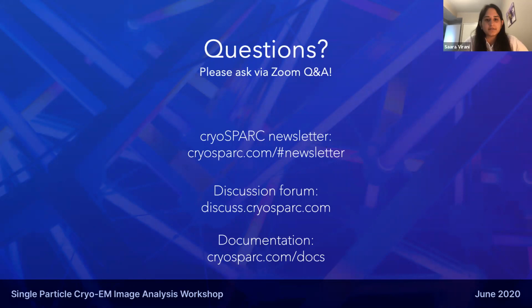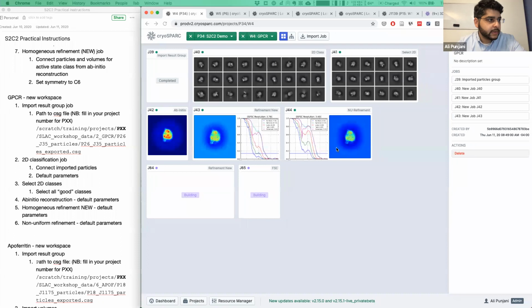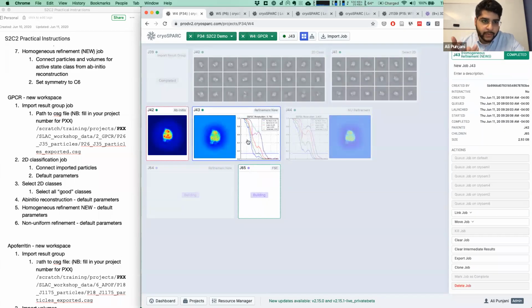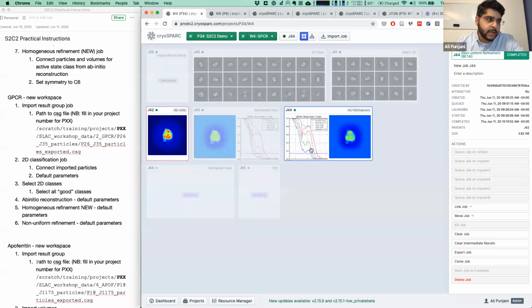So first off, can we use non-uniform refinement with the outputs from homogeneous refinement? Yes, non-uniform refinement actually, as I mentioned, does everything that a regular refinement does. So you don't need to start it with an already refined model, which is why I showed here that you can just go from ab initio straight to non-uniform refinement. Non-uniform refinement does the full global pose search and everything that a standard refinement does. The main difference is how the regularization is done.